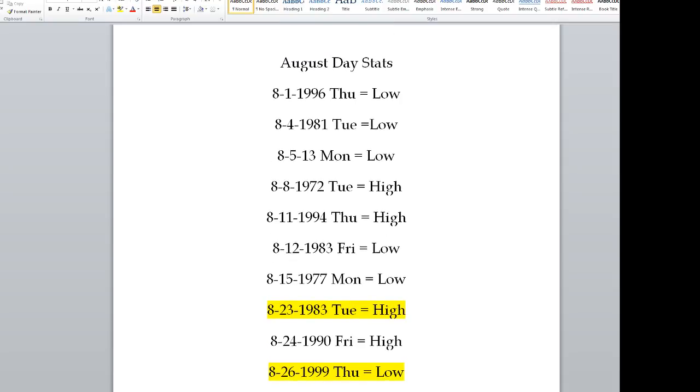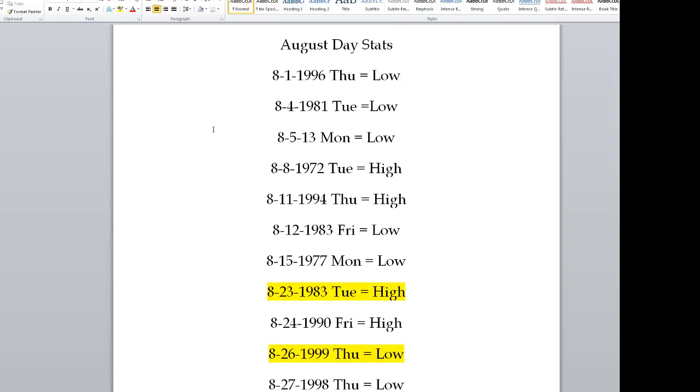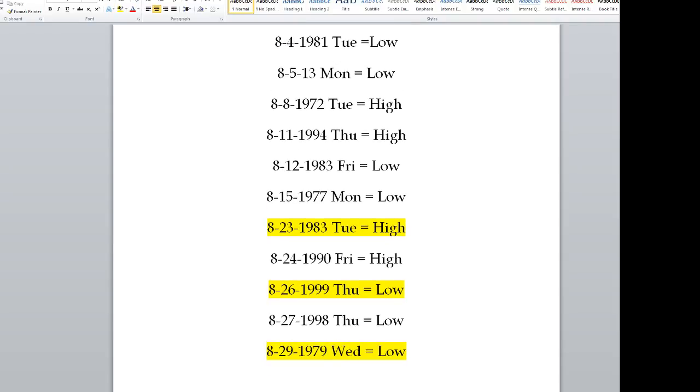All right, looking at stats for August. Look at all the dates that we have made lows in August. We're already at the 12th? So 1983, we made a swing low on August 12th. In 1977, we made a swing low on the 15th. And the highlighted dates are the dates that I'm watching for a possible swing low.